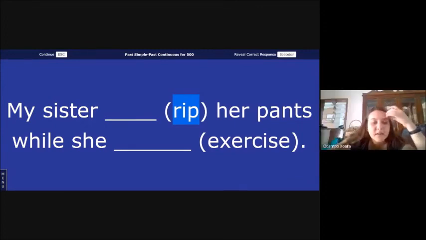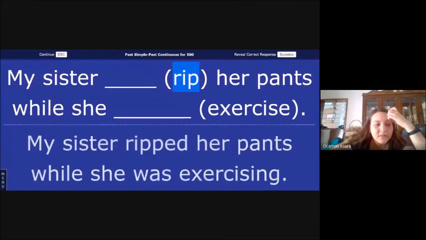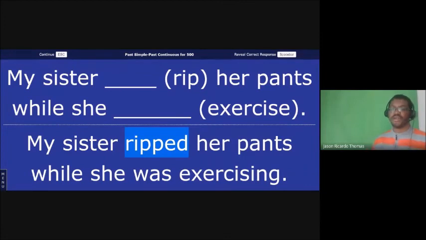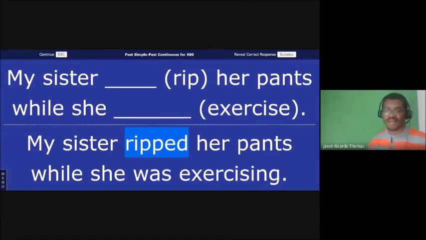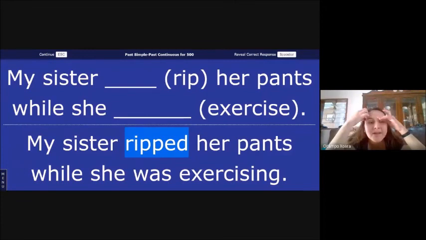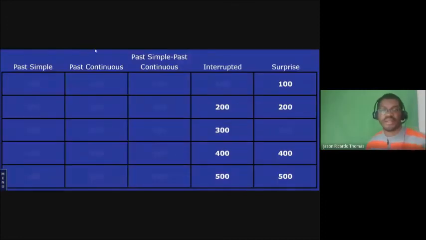My sister was ripped her pants. Just ripped. We only use the was for the ing. Go again. My sister ripped her pants while she was exercising. Ripped. My sister ripped her pants while she was exercising. Good. All right. While she was exercising. Let's keep it going. Reynaldo.